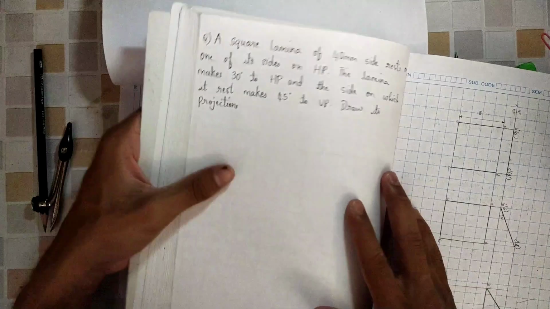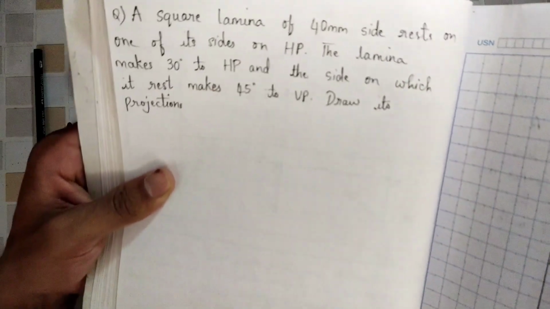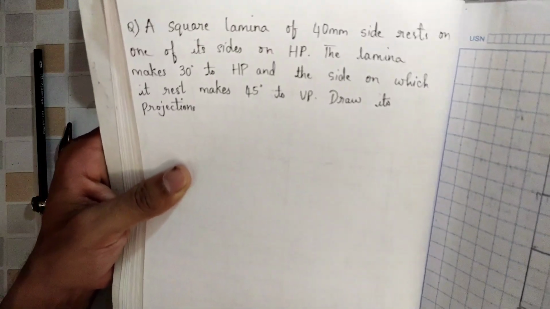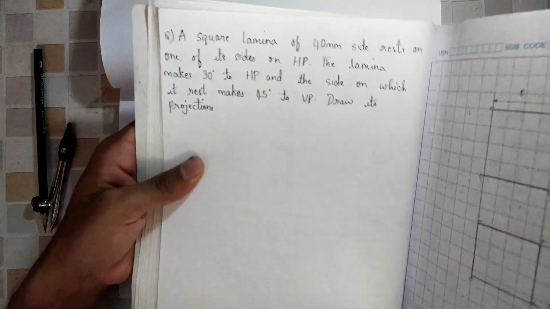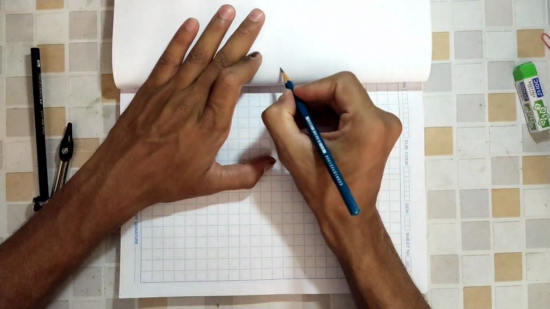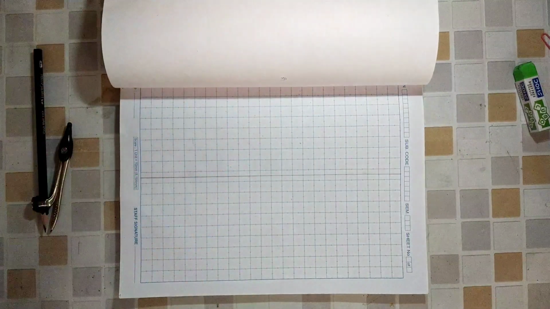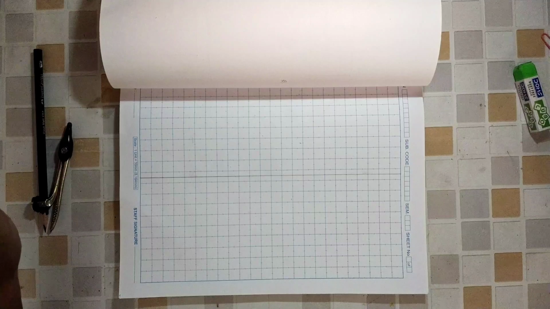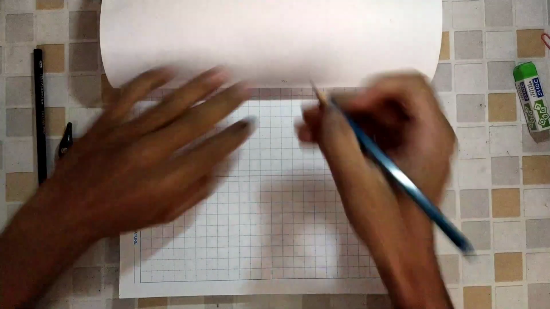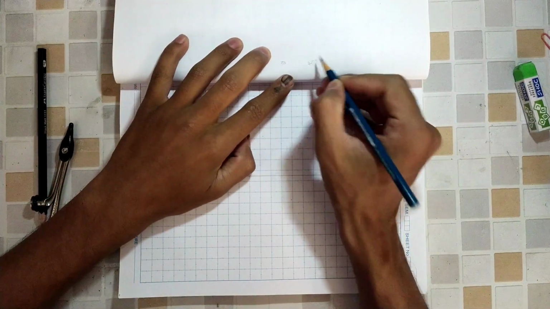So what they are saying, rests on HP. The lamina makes 30 degrees to HP, and the side on which it rests makes 45 degrees to VP. Draw its projection. So what they said, to HP it makes, let me write for reference, to HP it makes 30. Am I right? Just let me cross check. Yeah, it's 30 degrees to HP, and then 45 degrees to VP.